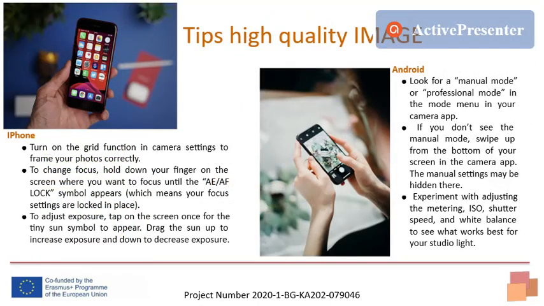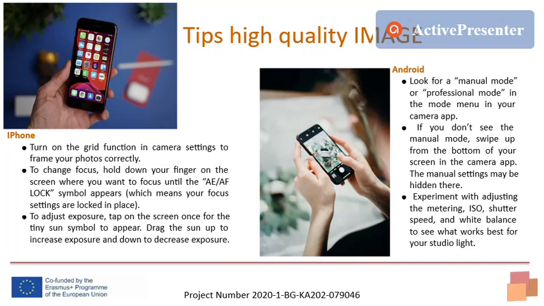Tips: high quality image. iPhone. Turn on the grid function in camera settings to frame your photos correctly. To change focus, hold down your finger on the screen where you want to focus until the A/AF lock symbol appears, which means your focus settings are locked in place. To adjust exposure, tap on the screen once for the tiny sun symbol to appear. Drag the sun up to increase exposure and down to decrease exposure.